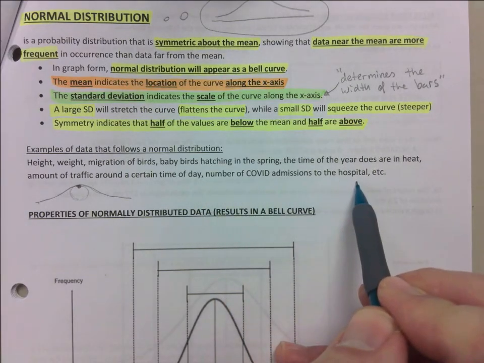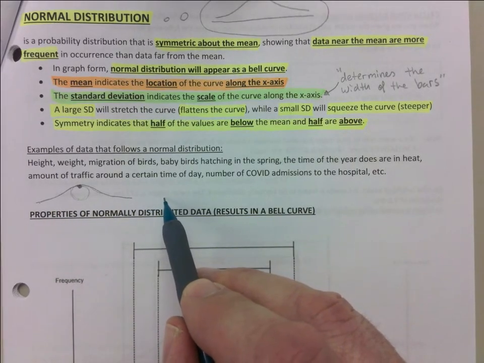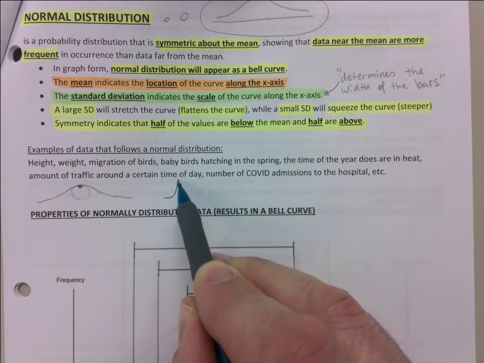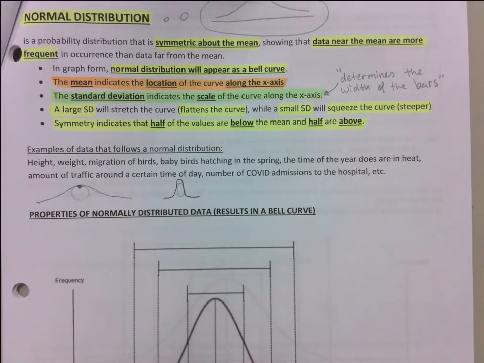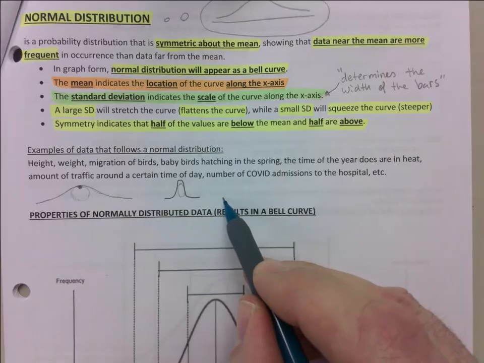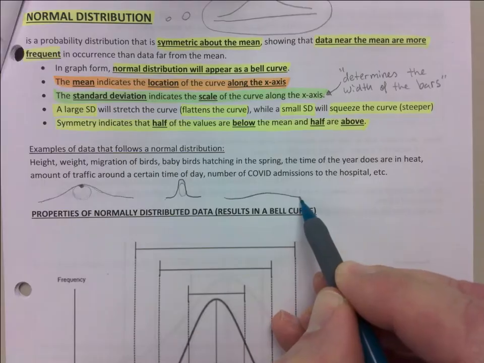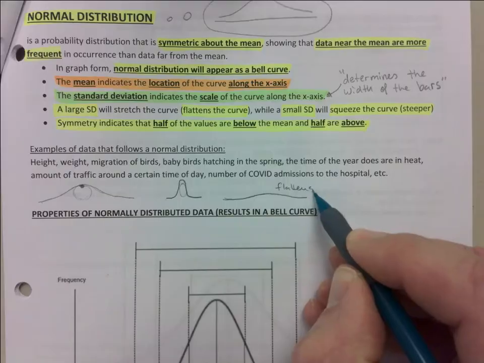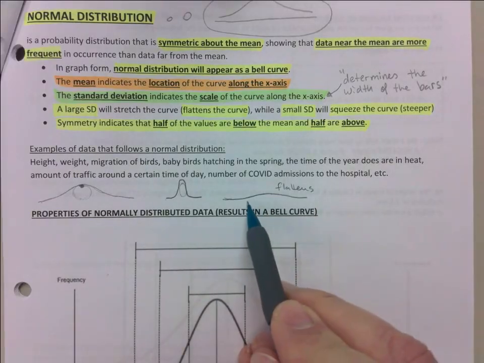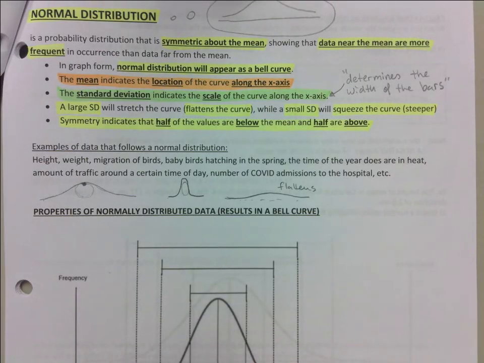COVID admissions to the hospital, right? What the hospitals did not want was a curve like this. Because that means that a lot of people would just show up all at the same time. And that would just overwhelm. They wanted the curve to look like this. Okay? This flattens the curve. So that way you have all your patients kind of spread out. You don't have them all showing up at the same time.